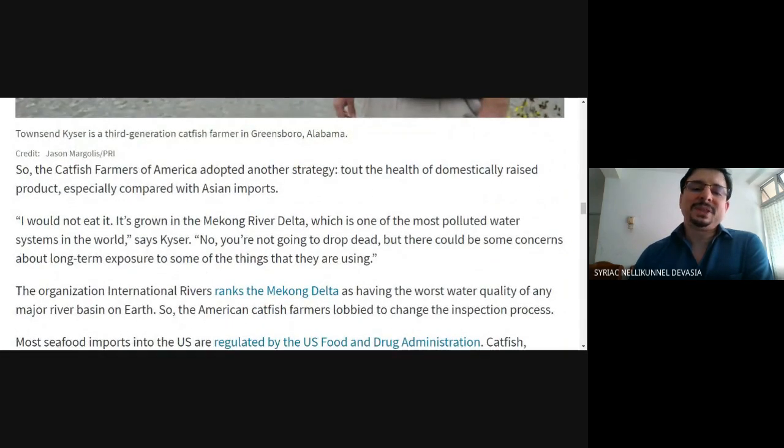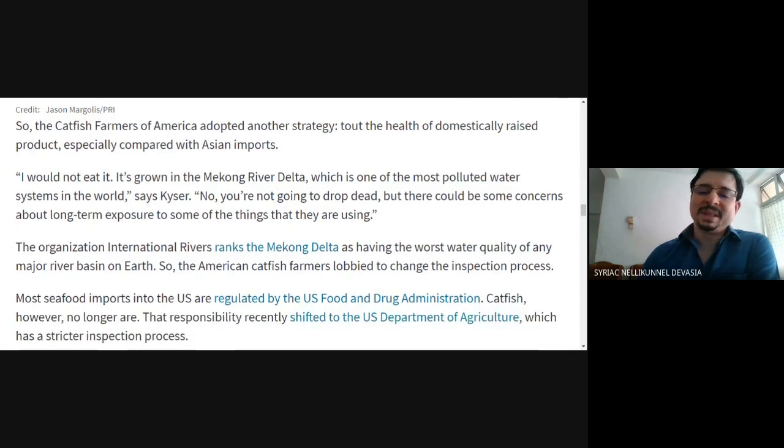So the catfish farmers of America adopted another strategy: tout the health of the domestically raised product, especially compared with the Asian imports. I would not eat it. It's grown in the Mekong River Delta, which is one of the most polluted water systems in the world. So they ran a lot of campaigns to try to stop the import of Vietnamese catfish to America. They said these catfish are raised in the most polluted river. Don't eat. You are not going to drop dead, but there could be some concerns about long-term exposure to some of the things that they are using.